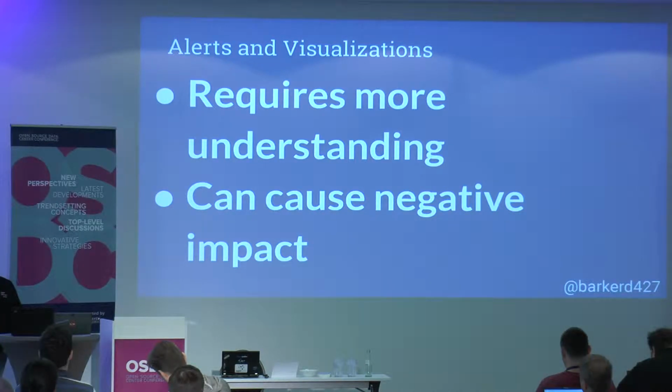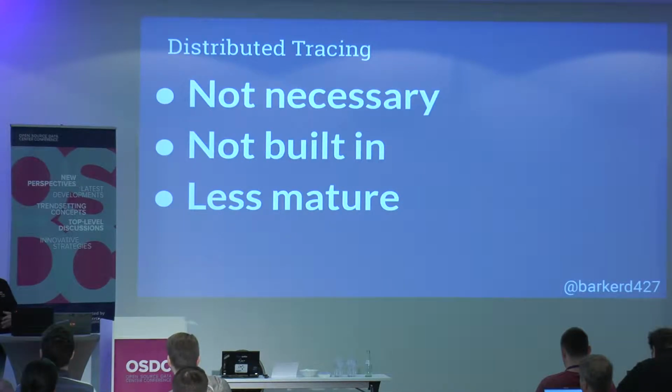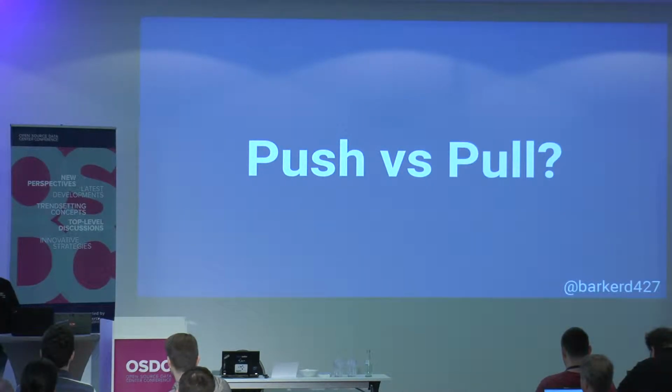Alerting and visualization requires more understanding of the system, so I usually delay this or do very simple visualizations and simple alerting. And alerting too often has negative impacts on people's ability to respond to it. Distributed tracing is often not necessary in most systems, so it's probably something you should tackle last. It's generally not built in, although increasingly it is, and it's much less mature than the other forms of monitoring.